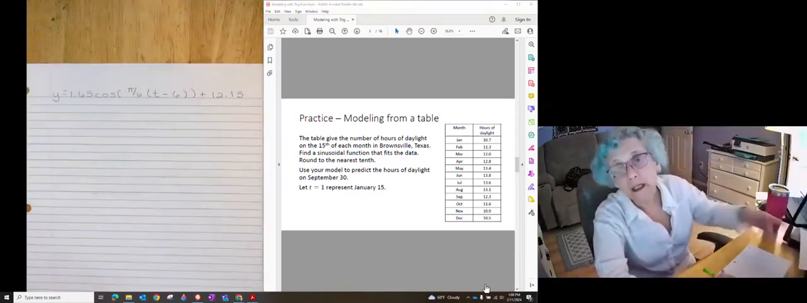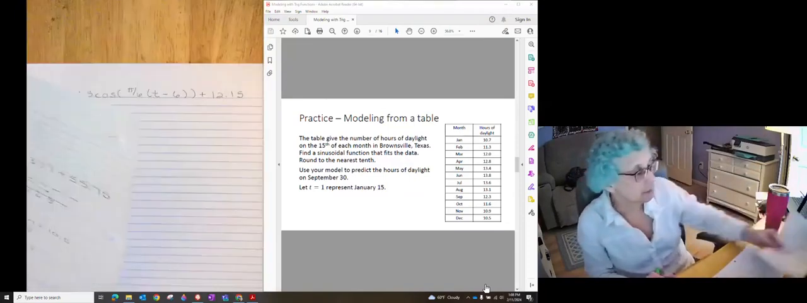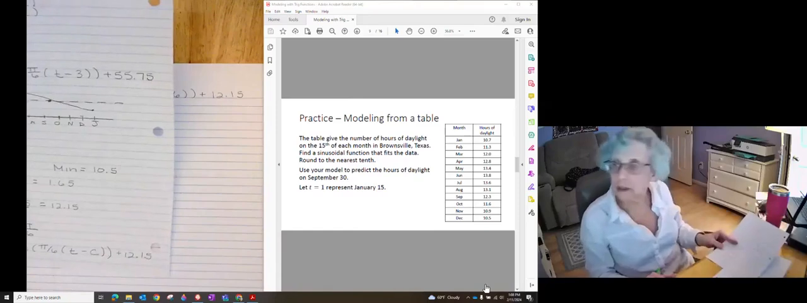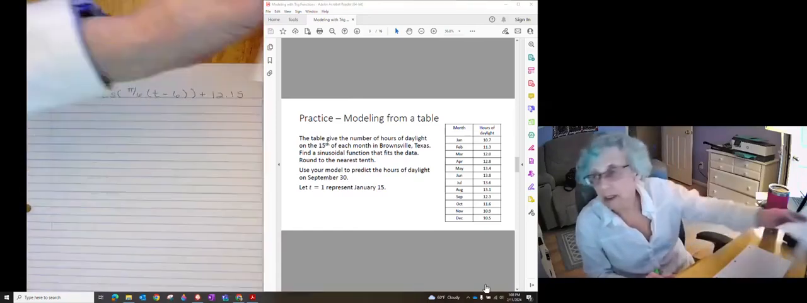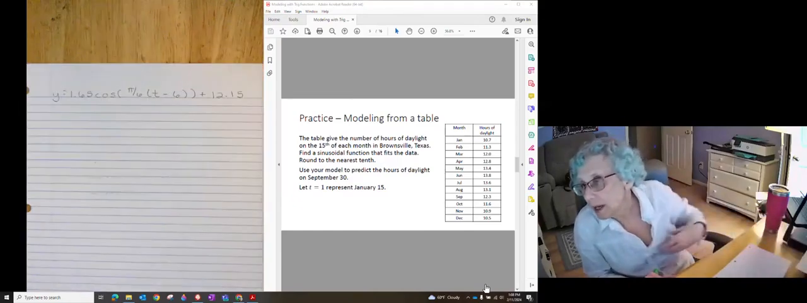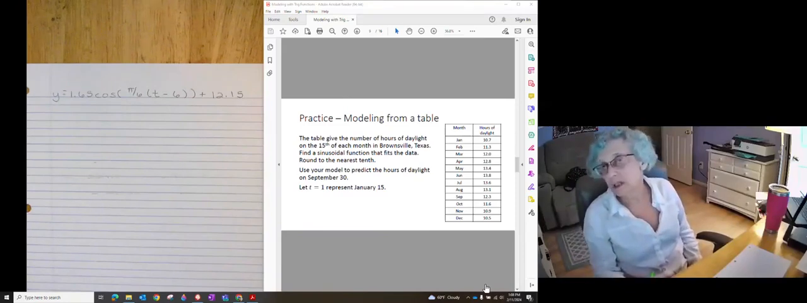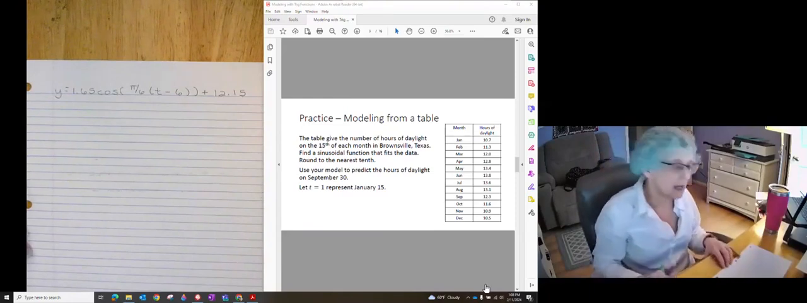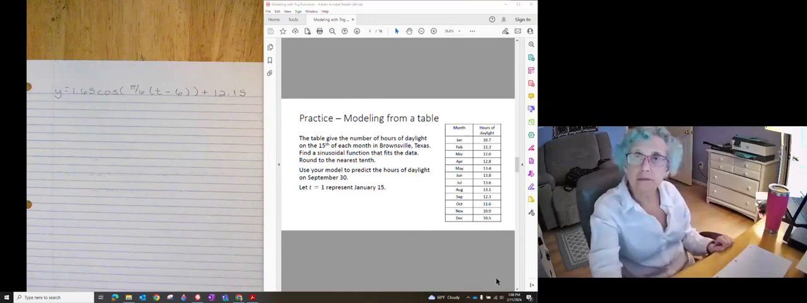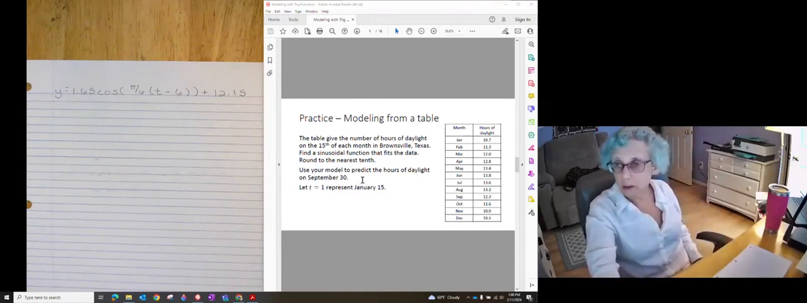12.15. If you wanted sine instead, you would look for the place where it's crossing the midline, which is about 12.15, and it looks like that happened somewhere around March or April, so you would shift it by 3. But I like doing cosine because it's easy to find the max. Now, figure out what you have to plug in to get your prediction for September 30th.